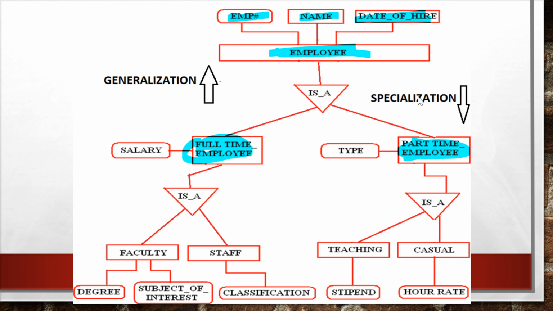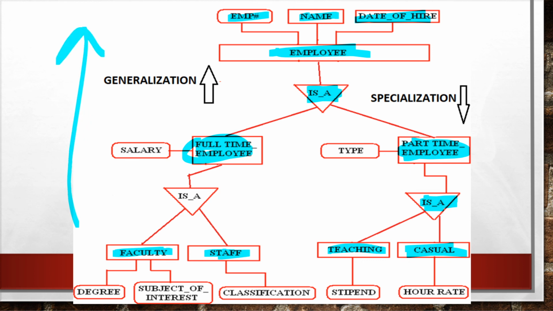For example, here the employee is specialized to full-time employee or part-time employee. Same way, now the full-time employee is specialized to faculty or staff, and the part-time employee is specialized to teaching or casual. So we can also have nesting of the relationship. Here we have two "is a" relationships, meaning two times we are specializing the class, or if we are reading in a bottom up manner, then we are generalizing the classes. If we are reading in a top down manner, then we are specializing the classes, right?